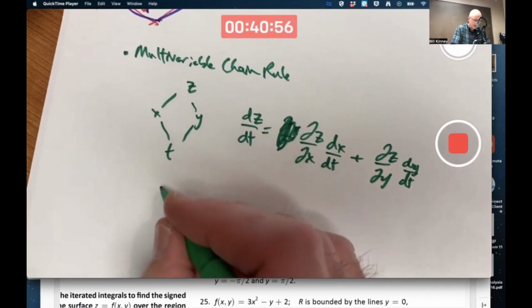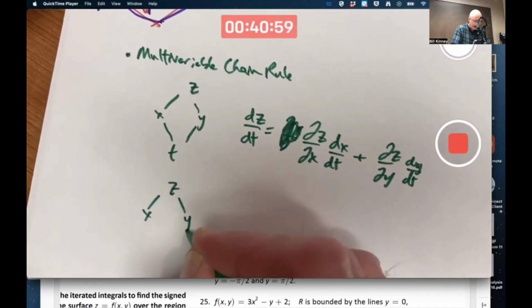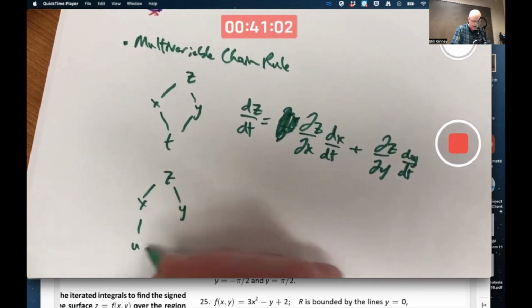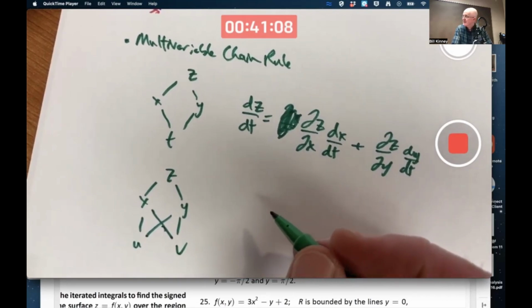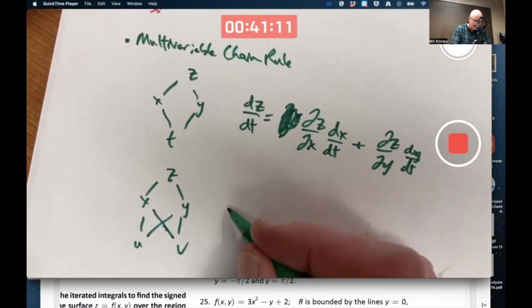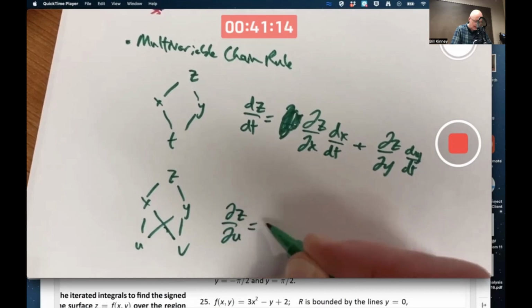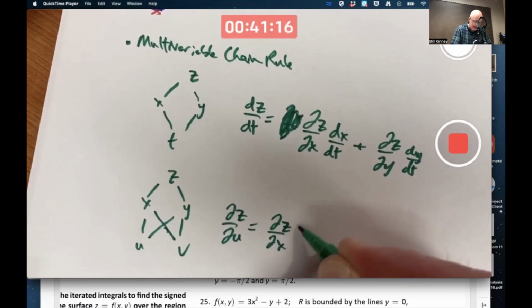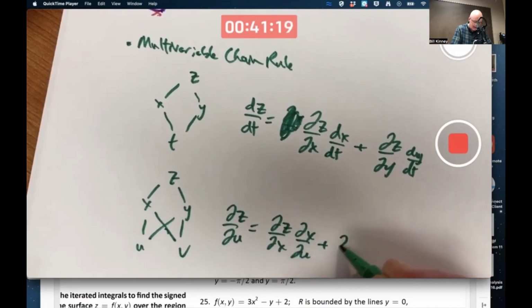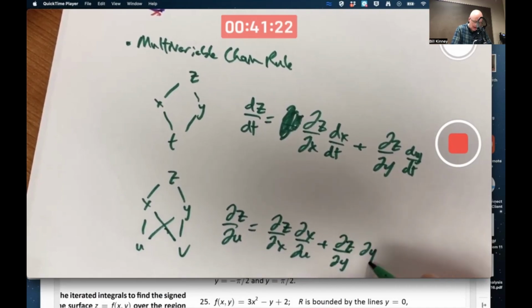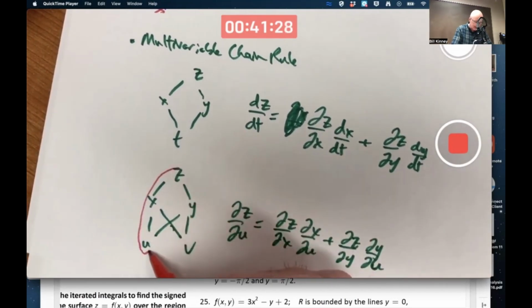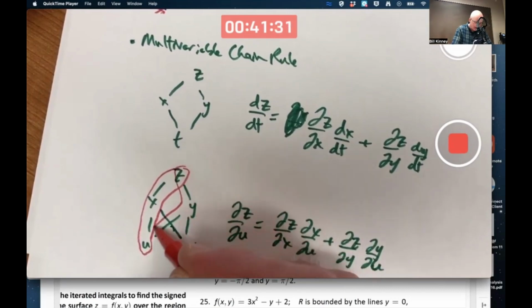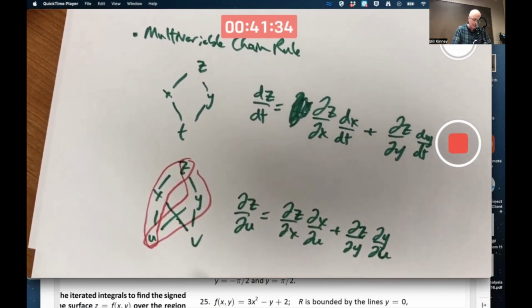Another example situation was when z depends on x and y, and x and y depend on other variables, which in general we typically called u and v, though we did do examples where they were polar coordinates, r and theta. And for example, dz du is dz dx times dx du plus dz dy times dy du. The way to think of that with the diagram is you want to think about every path from z down to u. And there's 2 of them. And you multiply derivatives along the consecutive paths.